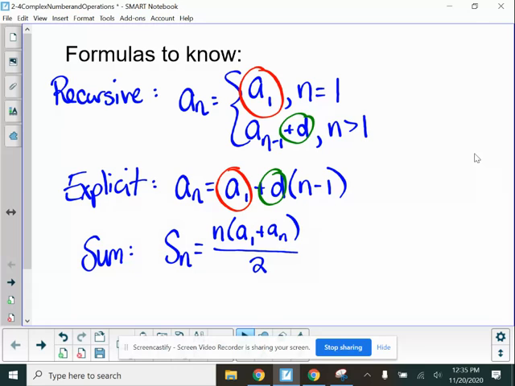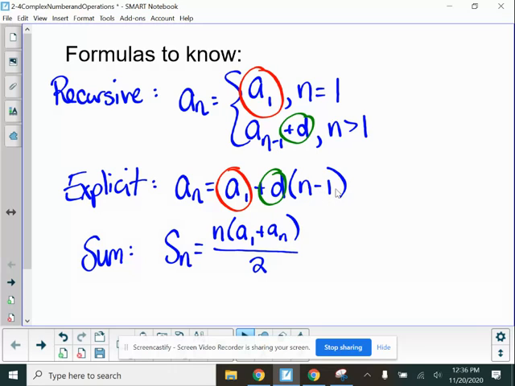And in the explicit formula, those same two things are circled because, again, those are the only two things you're going to be replacing if you're just writing the formula. Now, for explicit, if you're asked to find a certain term, like say the 27th term, you would replace the n in the formula with a 27, and then you would simplify and combine to find a single number.